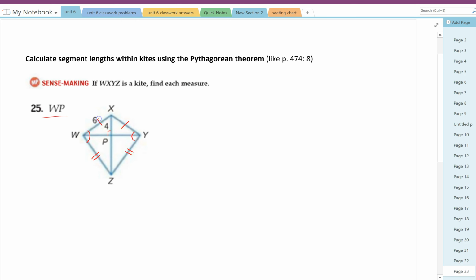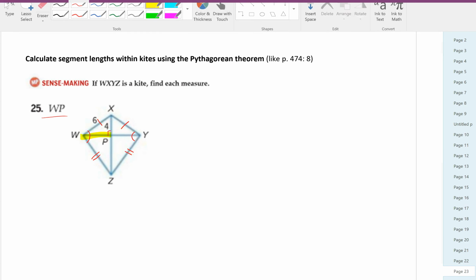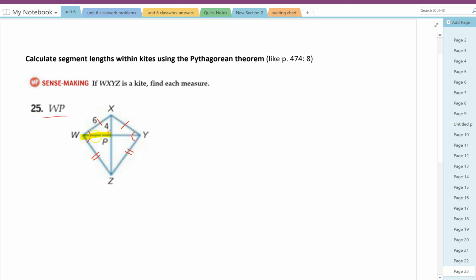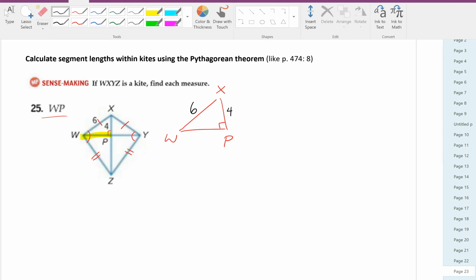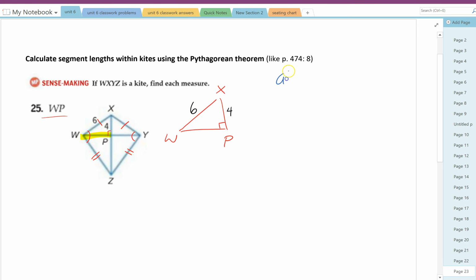So what it wants to know on number 25 is WP. It wants to know the length of WP, and if I just take out this piece of the kite, it looks something like this. There's X, here's P, here's my right angle, and here's W. The picture says that WX is 6, and XP is 4. So I'm going to use the Pythagorean theorem. That's a squared plus b squared equals c squared.